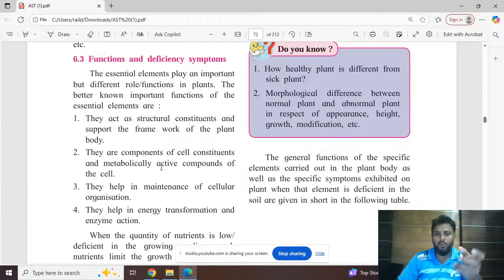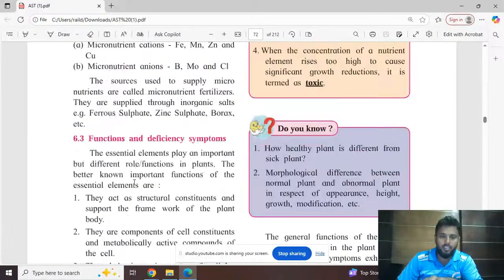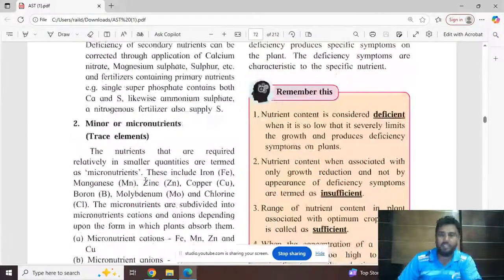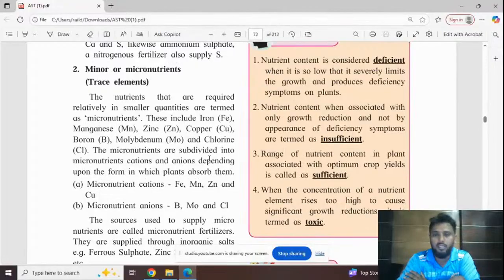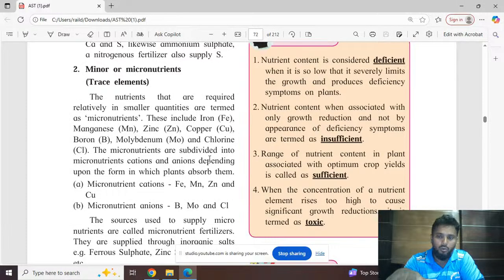So depending upon the quantity of nutrients present in the soil or in the plant, another classification is given. If the nutrient content is very low, it is considered deficient, when the plants give us limited growth and there is production of deficiency symptoms on the plants. For example, if there is a low quantity of nitrogen present in the plant, then the vegetative growth of the plant is going to become very less.